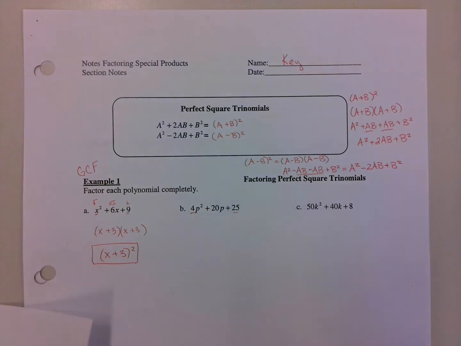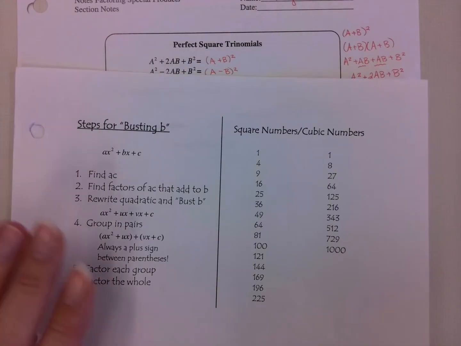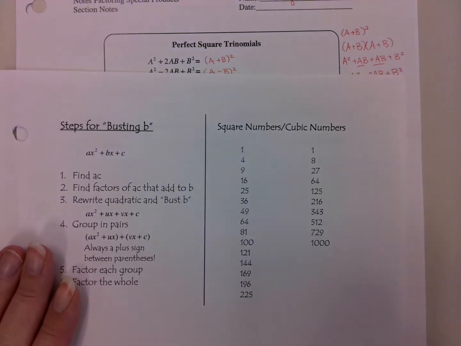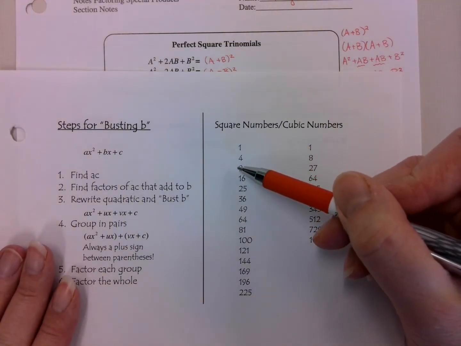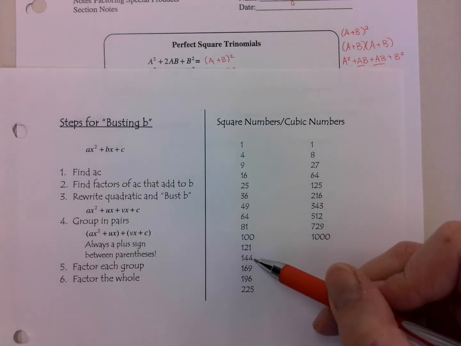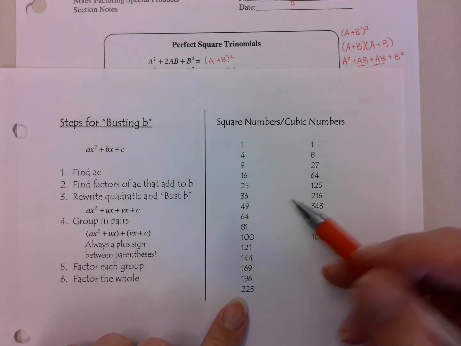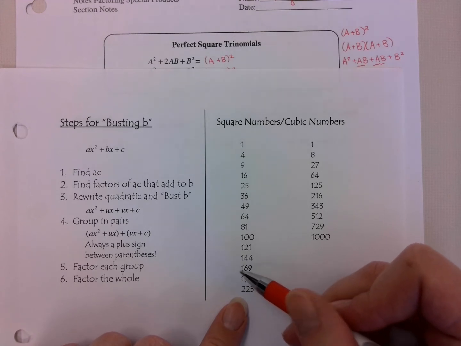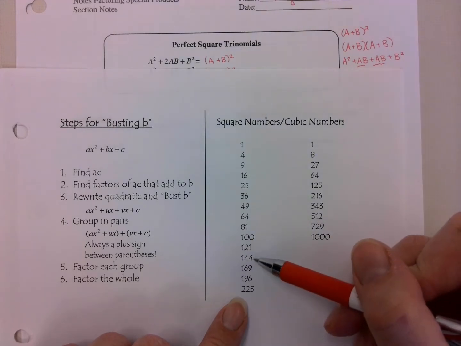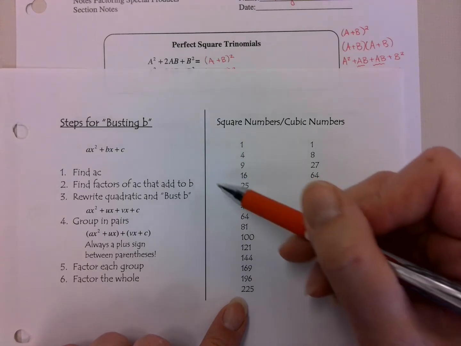And so I will show you what I have here real quick. I forgot to show this earlier. I have the steps for busting b or factoring by grouping. But over here I have the list of perfect squares. 1 squared, 2 squared, 3 squared, 10 squared is 100, 11 squared, 12 squared, up to 15 squared. These are pretty quick to remember. 13 squared is 169, 14 squared is 196, 15 squared. So we're all familiar with up to 144 because of our multiplication table. These numbers are on the diagonal.